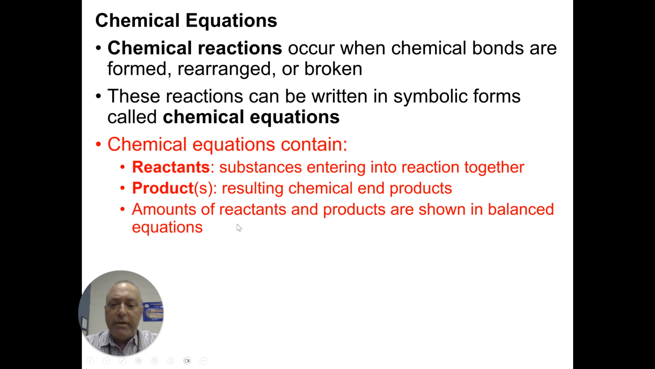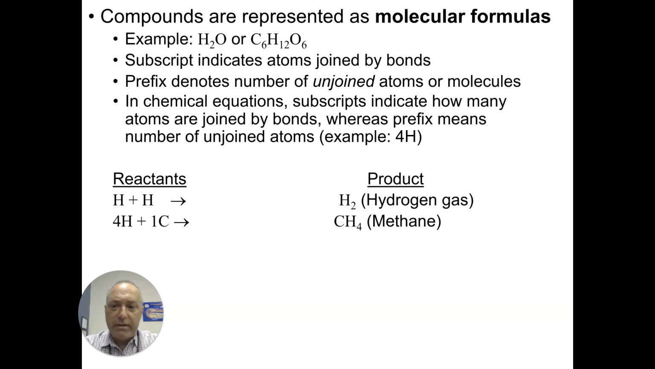So in chemical equations, you've got reactants, usually on the left side, and products, usually on the right side. And they're usually in balanced equations. So here's an example, two hydrogen reacting to produce hydrogen gas, H2. Or we talked about this earlier, four hydrogen and one carbon come together to make methane.